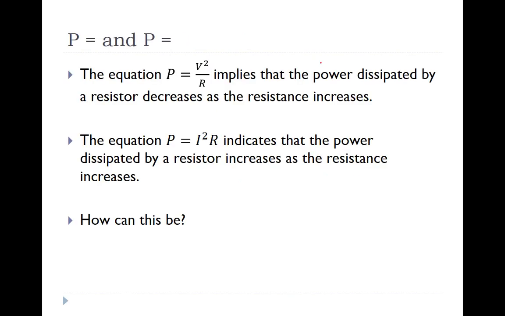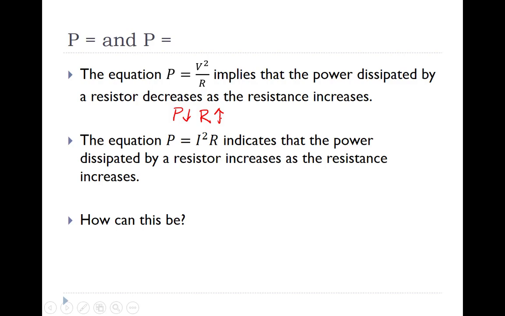We have two formulas here. P equals V squared over R. And this implies that the power dissipated by a resistor decreases as resistance increases. So if I divide by a bigger number, I'm going to get a smaller number. So power will go down as resistance goes up. I'll even put that in with little arrows.